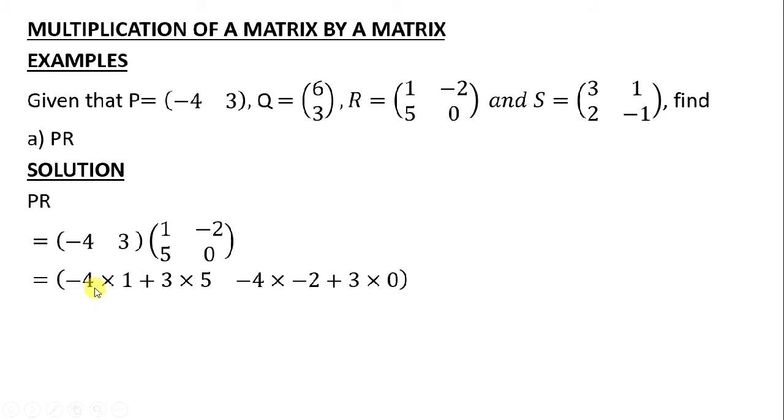When we multiply negative 4 times 1, we'll get a negative 4, plus 3 times 5 will give us a 15. Negative 4 times negative 2 will give us a positive 8, plus 3 times 0 will give us a 0. Let's do that. When the signs are different, we are going to subtract the numbers with the sign of the bigger number. So our answer will be 11 and 8. It will be a row matrix. We continue.